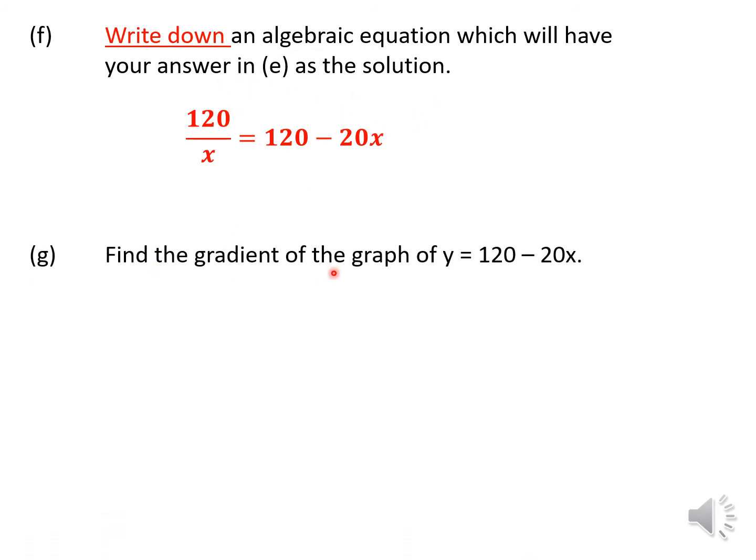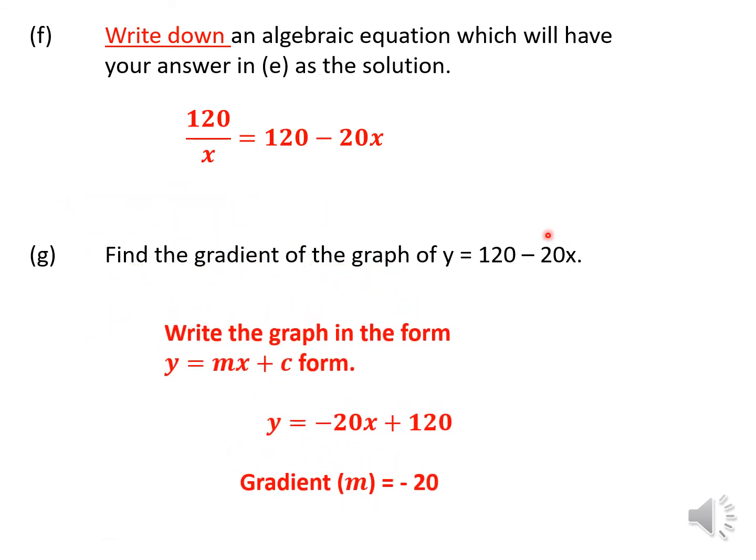Then the g part. Remember I said this particular function is a straight line function. They are only asking you for the gradient, so you don't have to calculate it. What I like to do is rearrange this equation and rewrite it in the form y equals to mx plus c, or y equals mx plus b, depending which country you are from. But we tend to use the c for the y-intercept. Anyway, the gradient is the value of m, which you can basically just see from the equation, and it's negative 20.